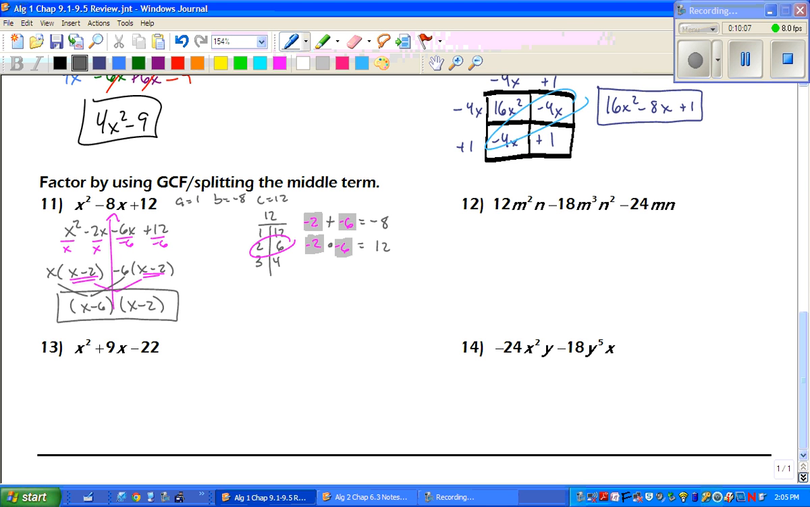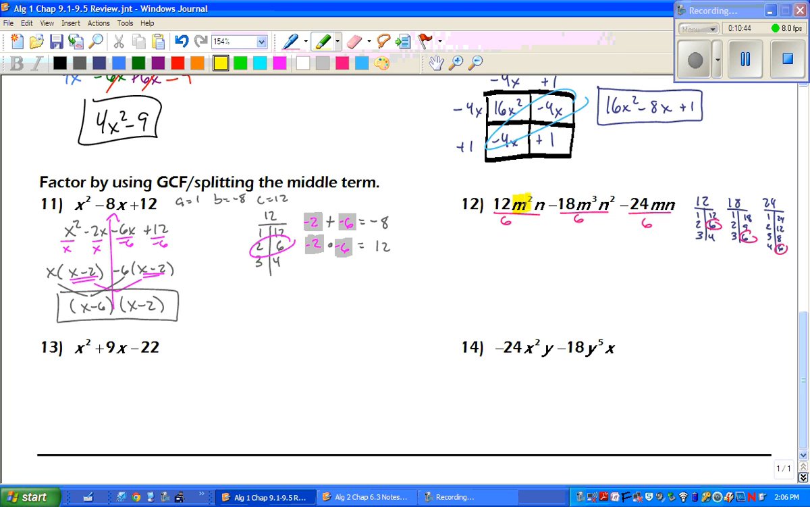All right, now with number 12 is when we look at all of the numbers, 12, 18, and 24. So we just did 12, 2 and 6, 3 and 4. It's 1 and 18, 2 and 9, 3 and 6, 1 and 24, 2 and 12, 3 and 8, 4 and 6. And when we do that, we see that the GCF is 6. So that's the highest number.